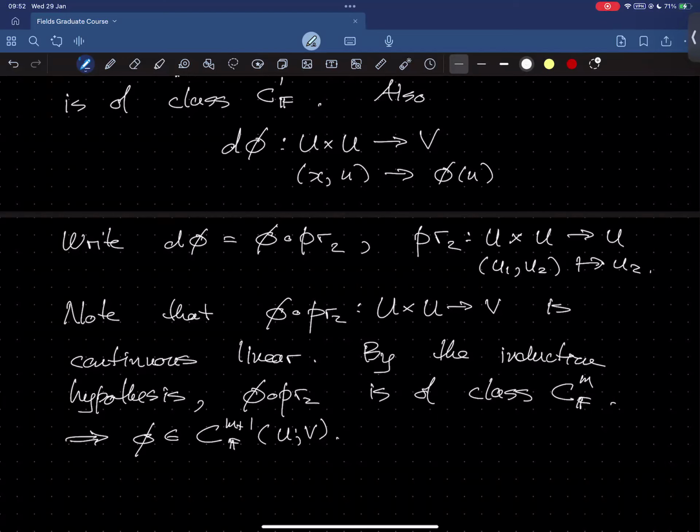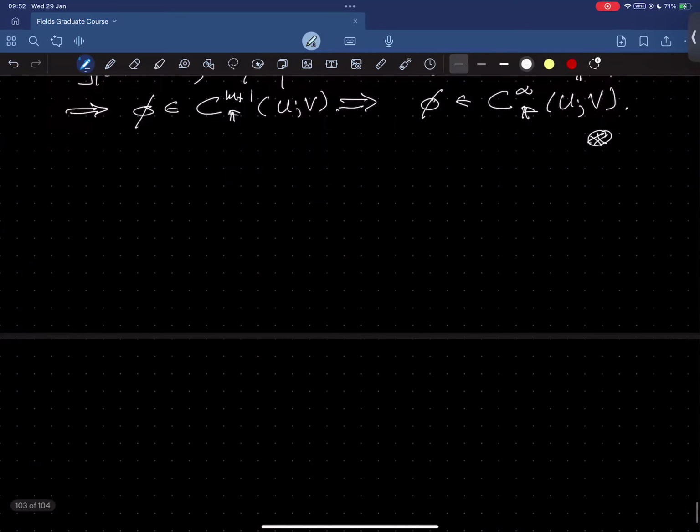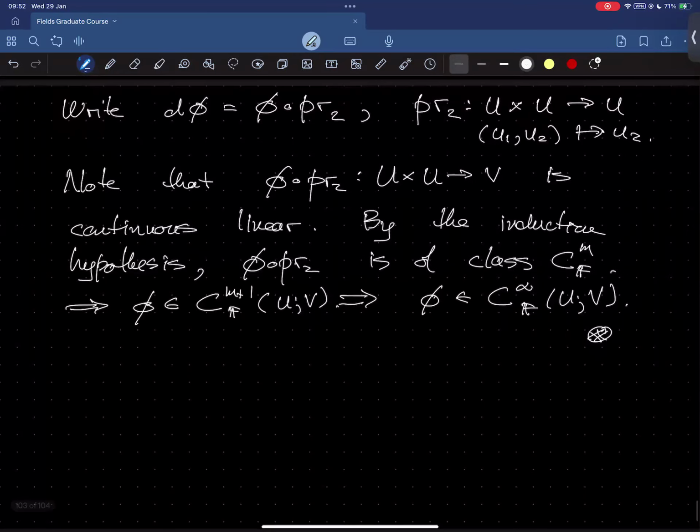Okay, and so this is true for every m, and so therefore phi is of class C infinity. So linear mappings are infinitely differentiable, which is a fact that we will use. All right.